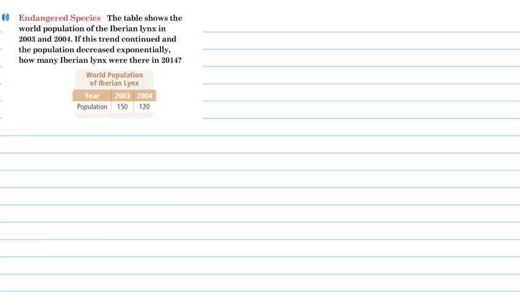Now, what happens if we're given a table instead of given the straight out, these are the numbers to plug in? We have to find it. So we're looking at the lynx species, and their population is exponentially decaying. And we're wanting to find out how many there were. The final question is going to be how many there are in 2014. But we're going to first come up with the equation. And so to step 1, we need to find our rate.